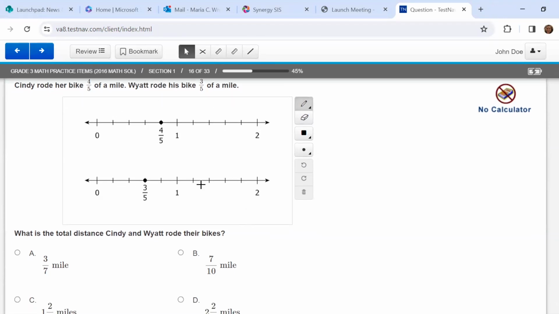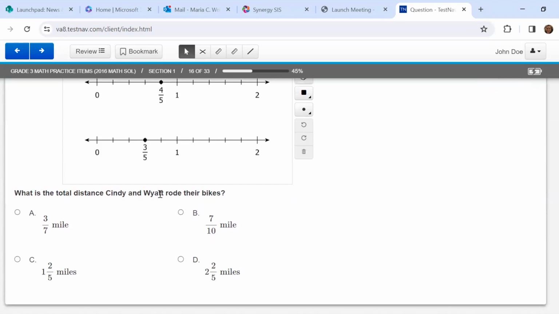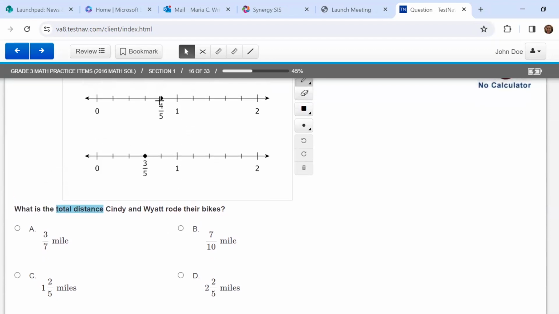Okay, so we have two number lines here. Here is 4/5 and here is 3/5. What is the total distance Cindy and Wyatt rode their bikes? Total distance makes me think we need to add. Okay, so 4/5 plus 3/5. I know when I'm adding and the denominator is the same that it's not going to change. So I don't think it's A. I don't think it's B.